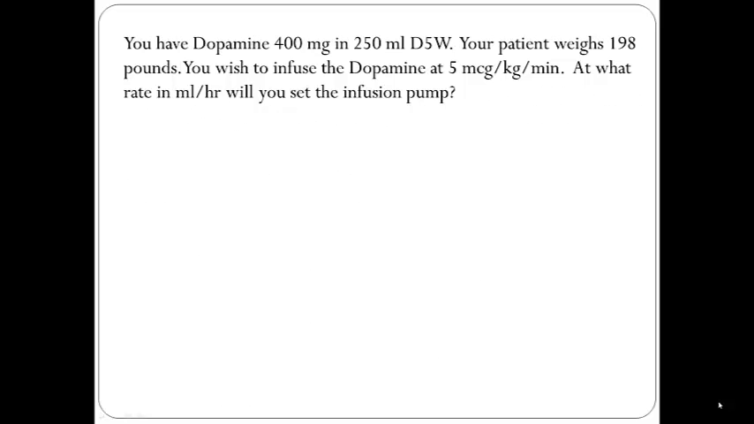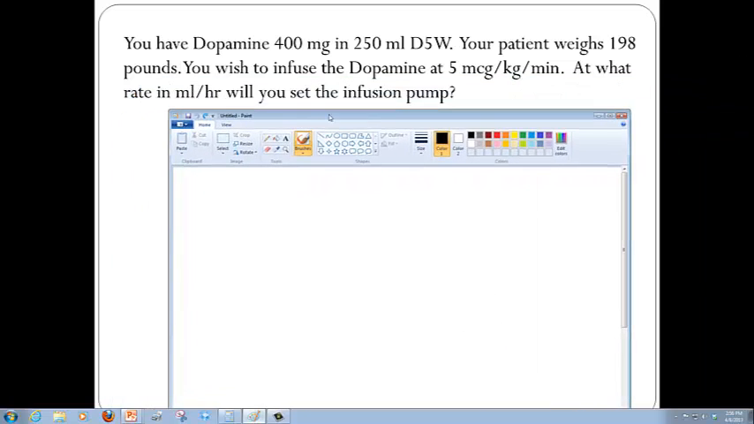Here's another medication calculation where the factor dimensional method works quite well. You have dopamine, 400 milligrams, and 250 milliliters of D5W. Your patient weighs 198 pounds. You wish to infuse the dopamine at 5 micrograms per kilogram per minute. At what rate in milliliters per hour will you set the infusion pump? Let's bring in the tablet and figure this out.